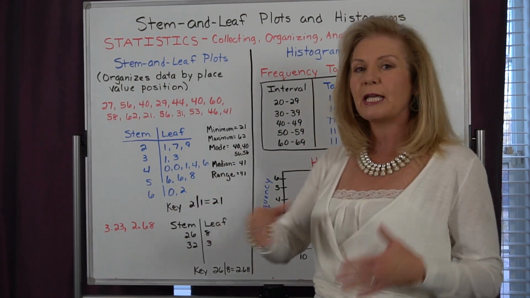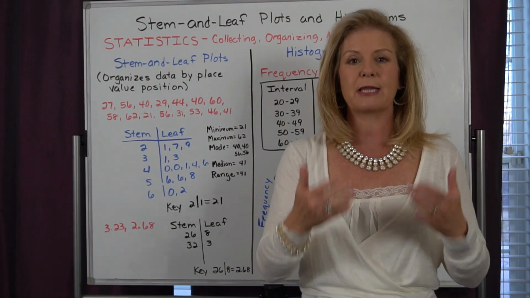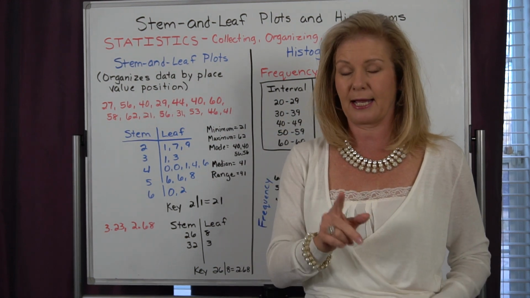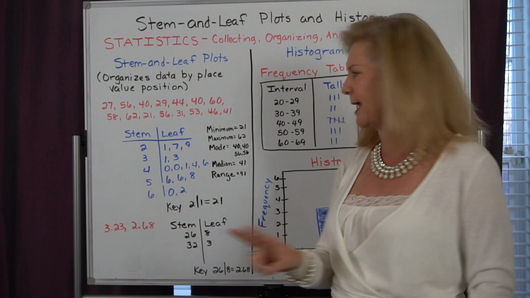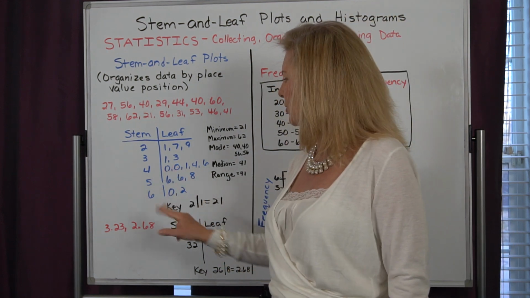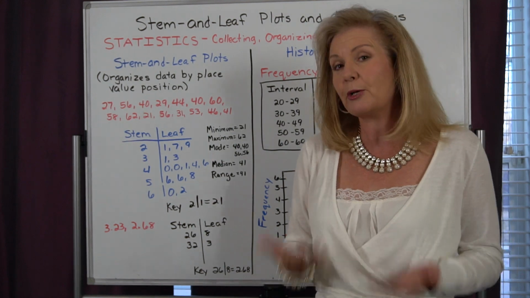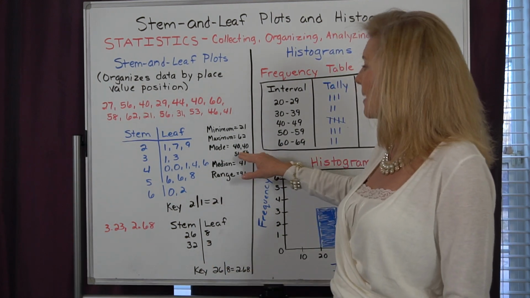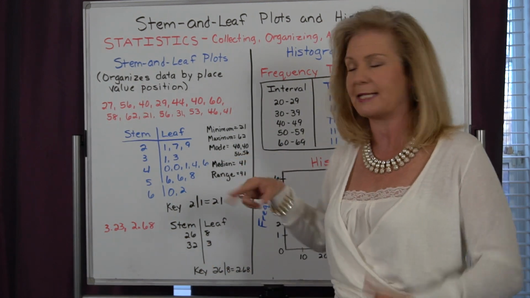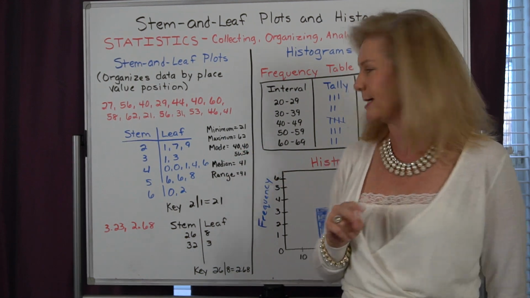Now my mode, that's the most frequently occurring pieces of data. And I actually have 2 modes today because I see a 40 and a 40 and I see a 56 and a 56. Those are the most frequently occurring. So I would say my modes are 40 and 56 because I have them twice.